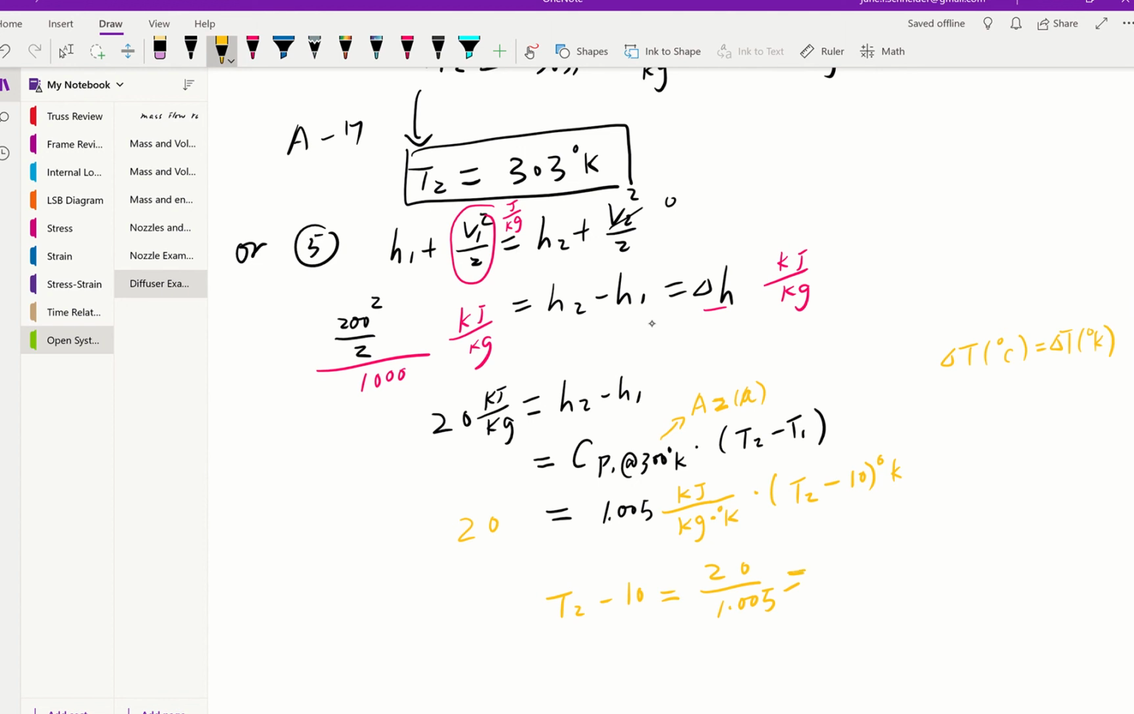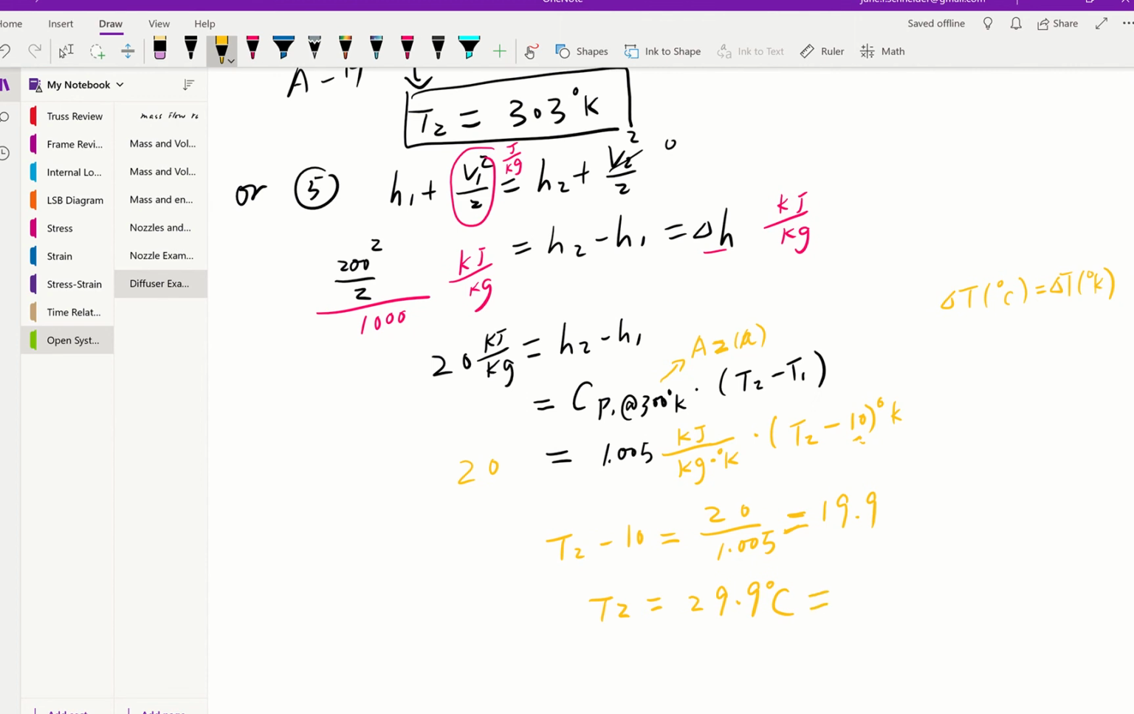That's 19.9. So then we can find our T2. That will be 10 plus 19.9, which is 29.9. And the unit will be degrees Celsius, since we are using degrees Celsius. If we were to change that to Kelvin, we're going to add 273. That will be around 303 Kelvin. Is that cool? Because you got the same answer as the other method.